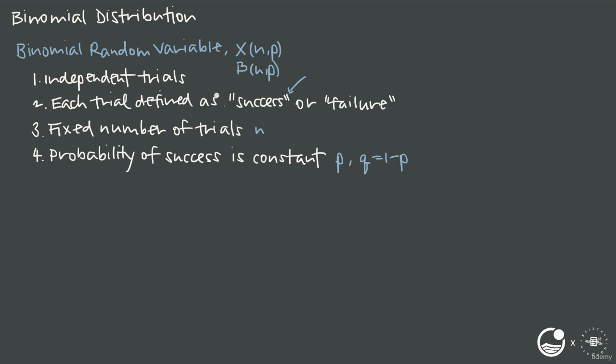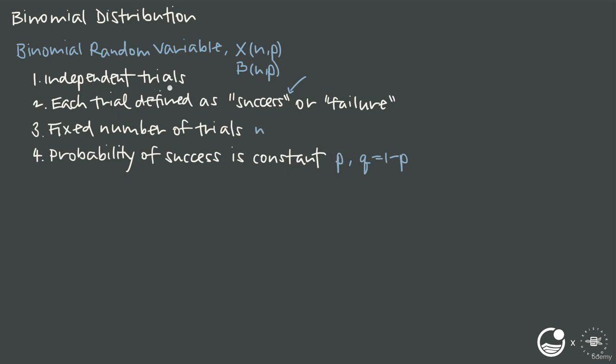So we could use a binomial random variable for a coin flip because each coin flip is independent of all other coin flips. We can define the outcome of each trial as a success or a failure. If we're looking at how many times we flip heads, then we would define heads as a success and tails as a failure. We can define a fixed number of trials. Let's say we're flipping a coin 20 times, and the probability of success remains constant because the probability of flipping heads remains 1/2 for every coin flip.